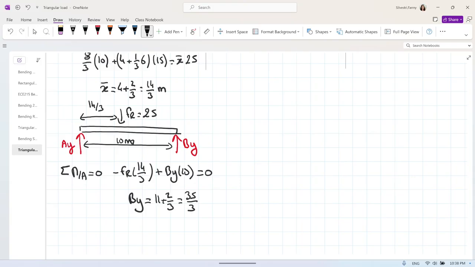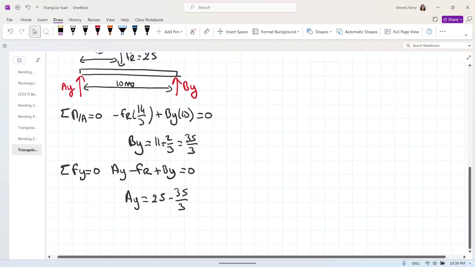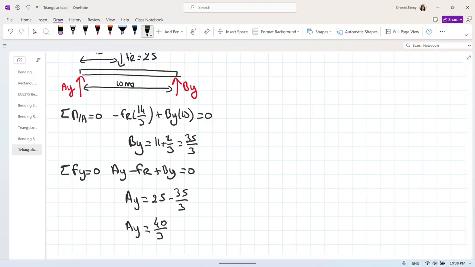Okay. And sum of the forces on Y equals 0. We have AY minus FR plus BY equals 0. So AY equals FR 25 minus 35/3. So AY equals 75/3 minus 35/3, 40/3. This is kilonewton, and this is kilonewton.